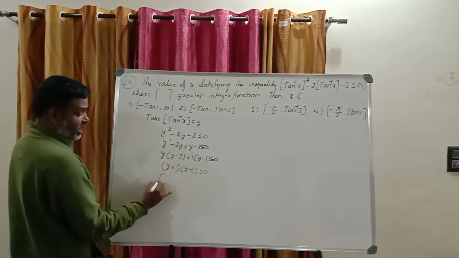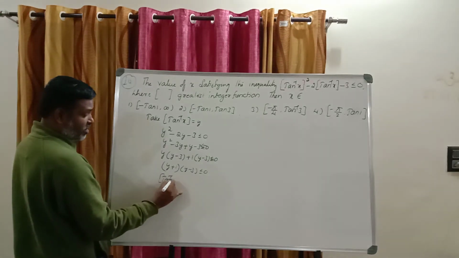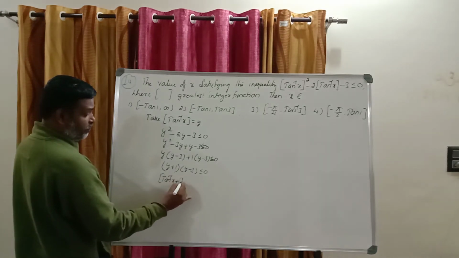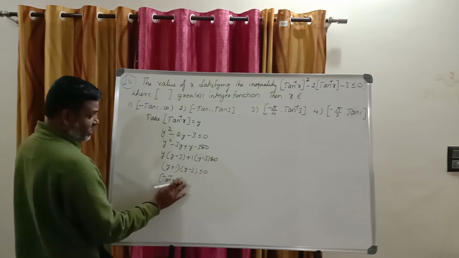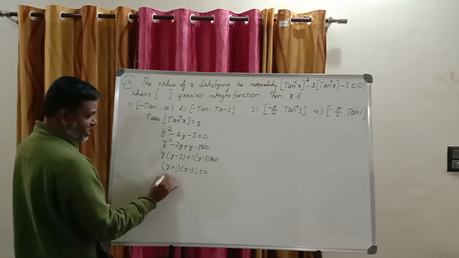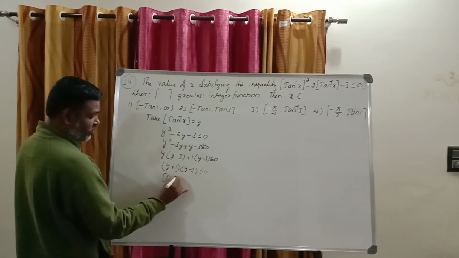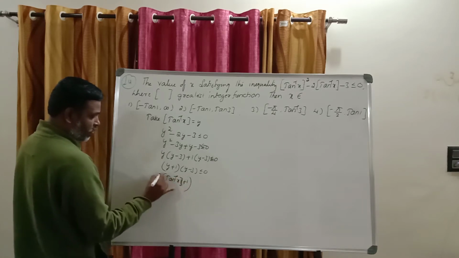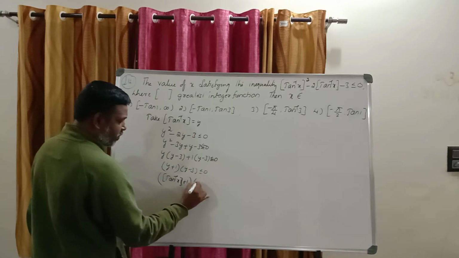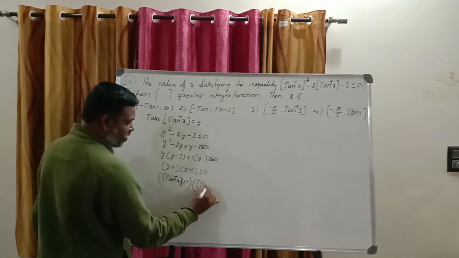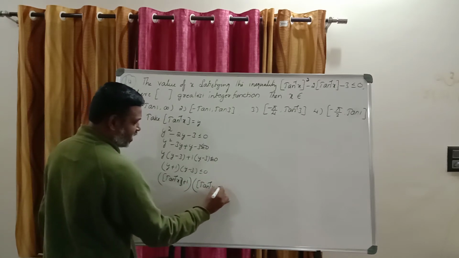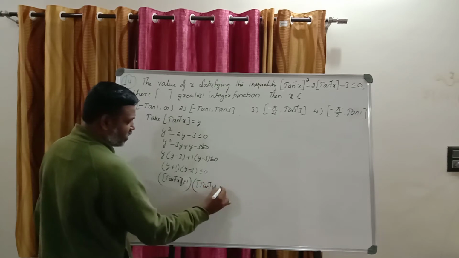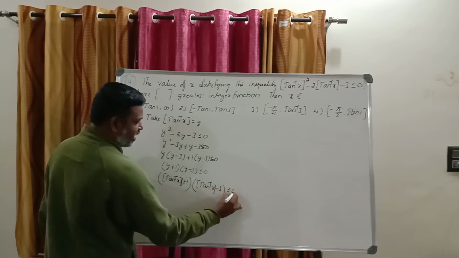What is y? Greatest integer of tan inverse of x plus 1, into, y is greatest integer of tan inverse of x minus 3, should be less than or equal to 0.